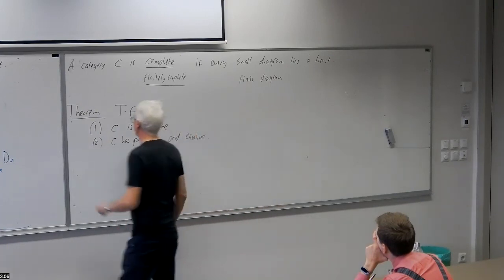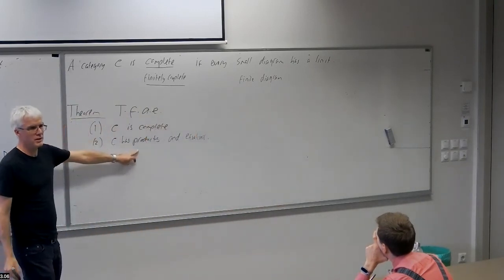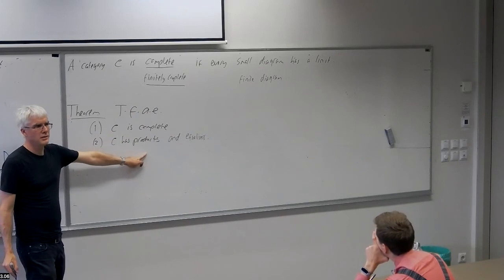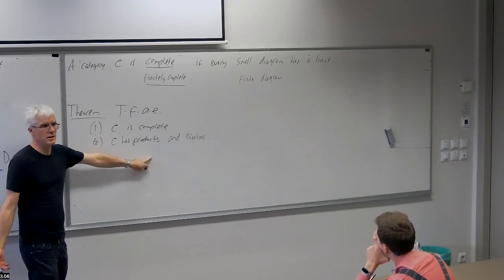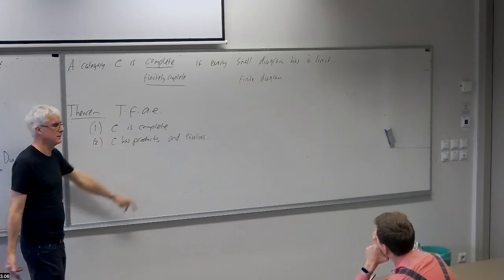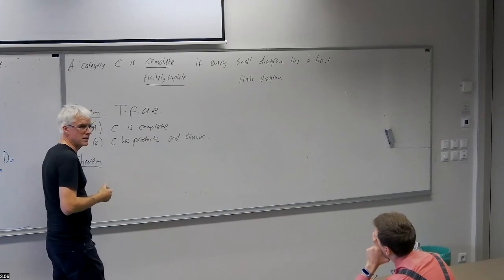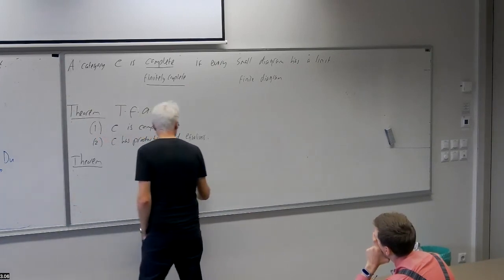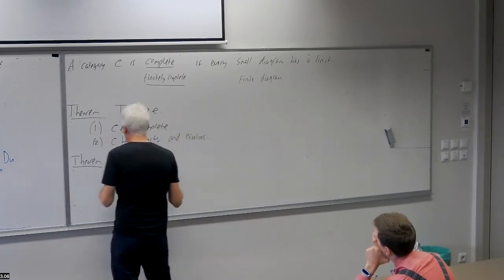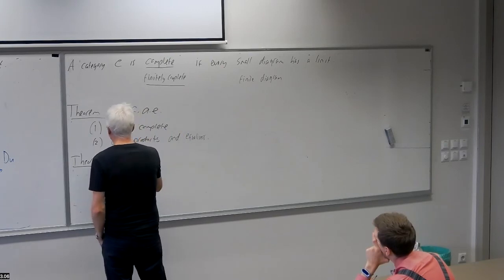That's enough. So if a category has products and equalizers, then amazingly, you can construct a limit for an arbitrary diagram. And we're going to begin next week by looking at the reason that's the case. I'm not going to do a detailed proof, but I'm going to give you the idea behind it. And there's a similar statement for finite limits.